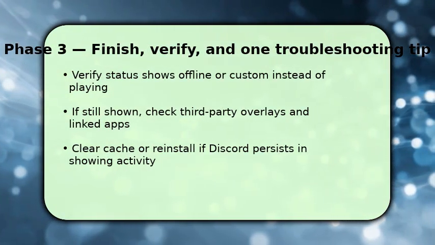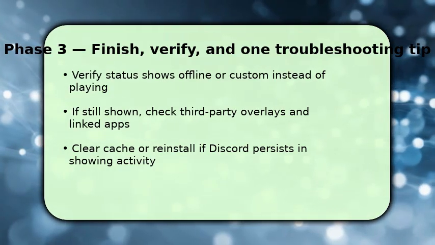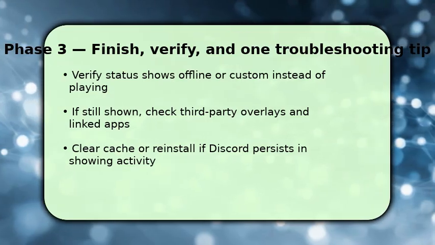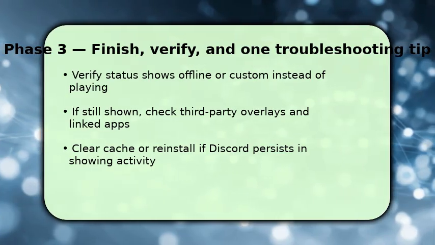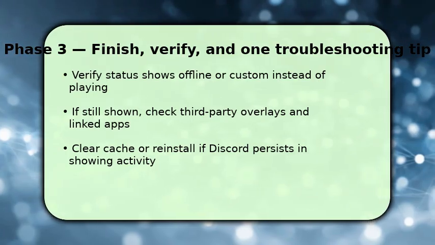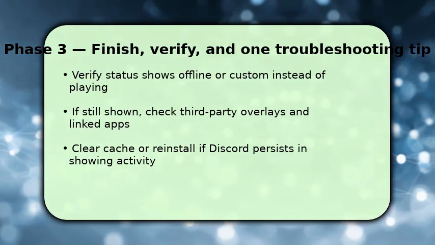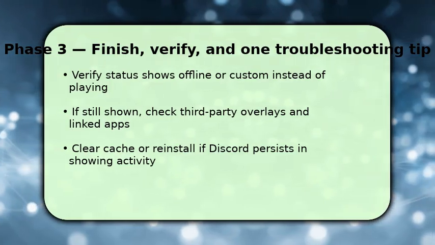If activity still appears, inspect third-party overlays, game launchers, or apps linked to Discord. These can report activity independently. If problems persist, clear Discord cache or uninstall and reinstall the app. Make sure you log out and back in so settings reapply. If you need one tip, check for game overlays like Steam or NVIDIA Shadowplay.